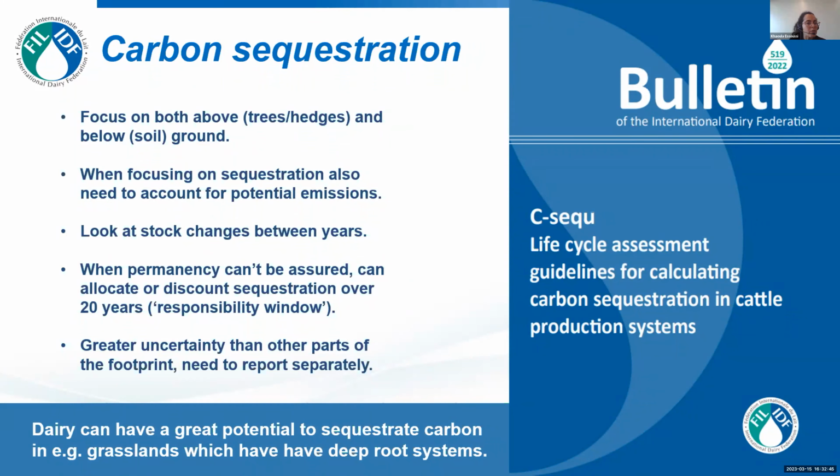As part of the principles of this guidance, also quite similar to what Anna presented on the 20 years look back period, or what we defined in the guidance as the responsibility window, the idea is to have an allocation factor when permanence cannot be ensured. We don't know if this practice will be maintained over the years, so on a yearly basis we account for a percentage over the 20 years, which is the responsibility window, to reach the steady state on carbon sequestration.